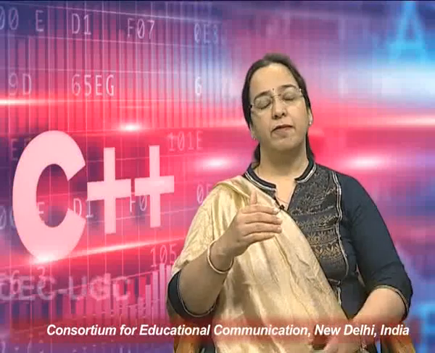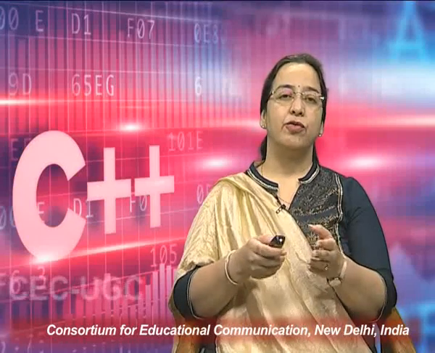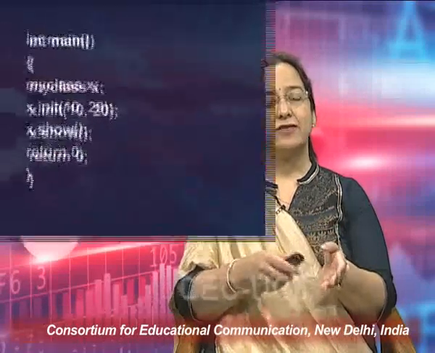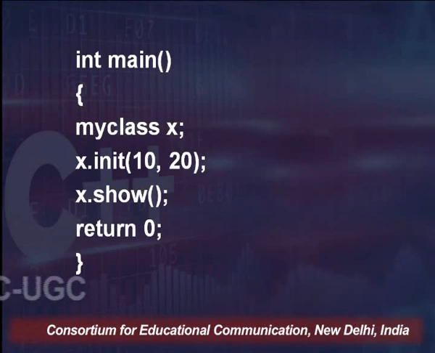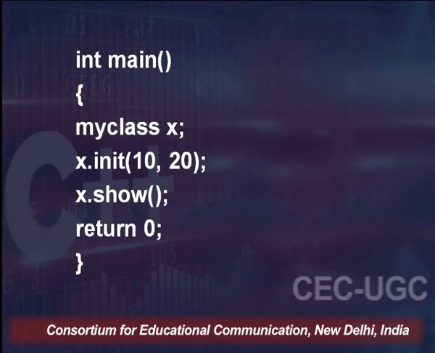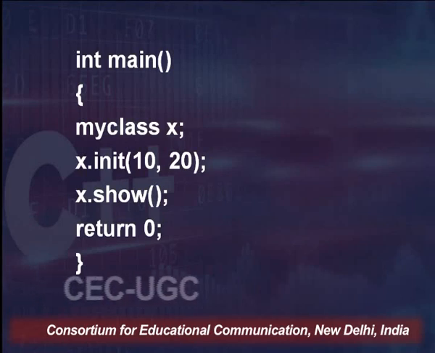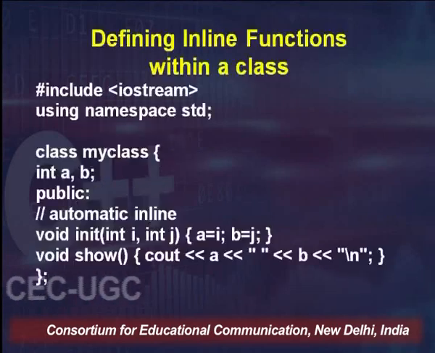Here, for calling these functions, we have used one main function. Within the main function there is an object of my class, which is x, and through that x we have used x dot init 10, 20. So the values 10 and 20 are assigned to a and b, and then those values are displayed with the help of the function show. So that was one idea: even if your function is not defined inside the class, you may declare it as an inline function.